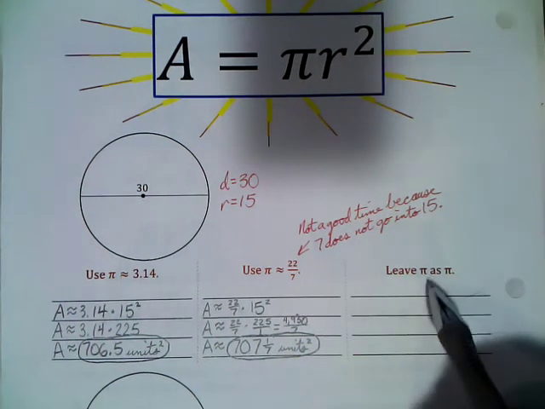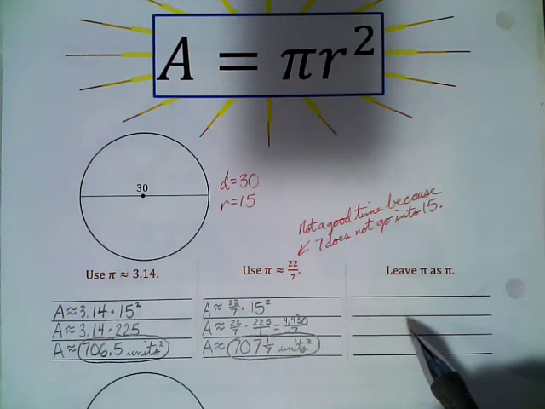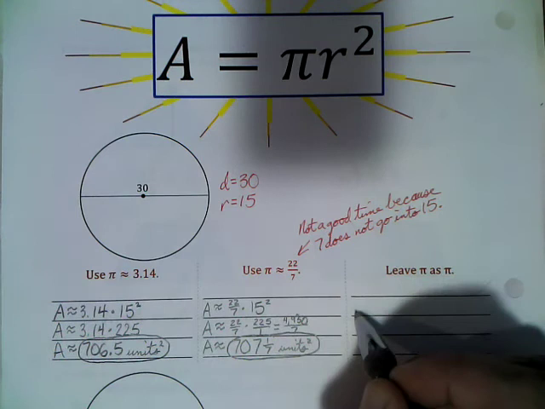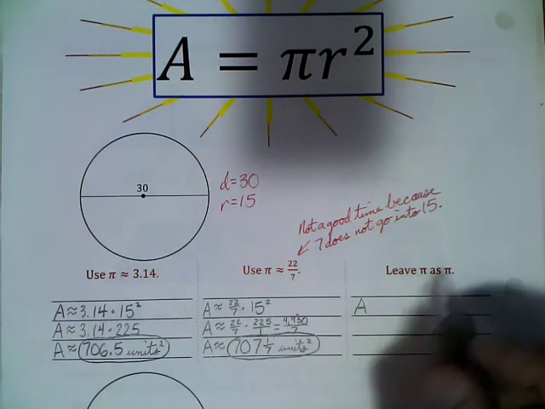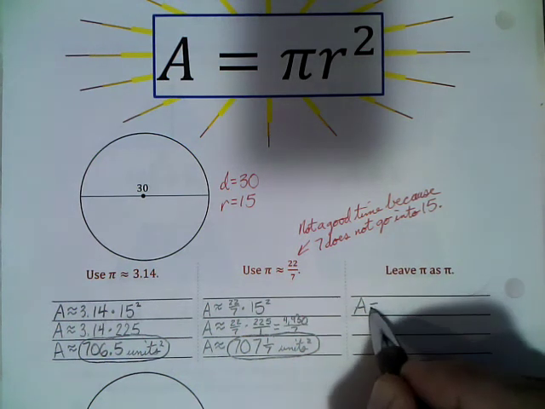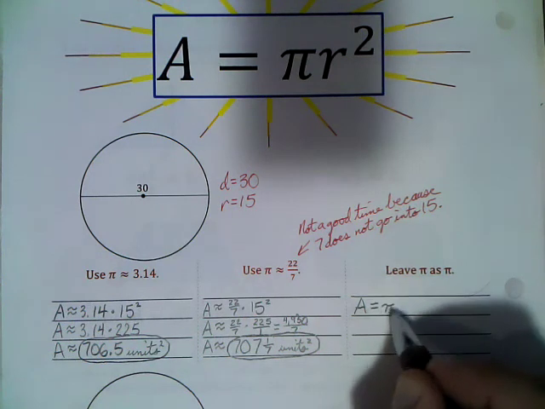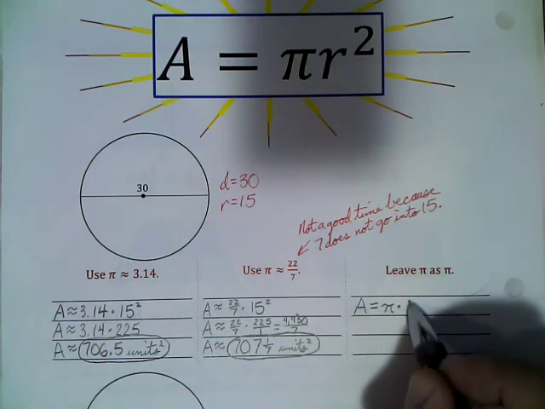Which is why sometimes we leave pi as pi, where we will calculate the area, but we'll let somebody else later on decide how they want to approximate pi. So if I do it here, I'm going to get A, and now since I'm leaving pi as pi, I'm also going to leave the equal sign as an equal sign. So A equals pi times r squared.